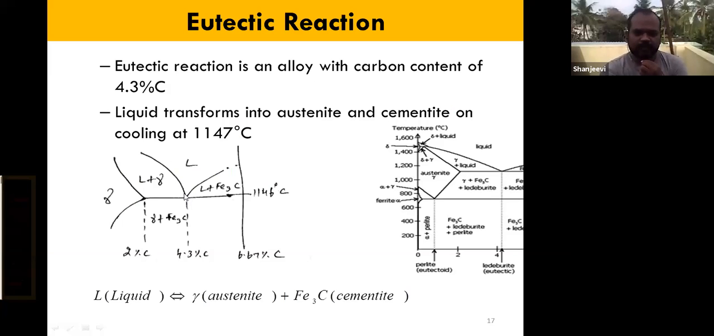So at this eutectic point, at 1146 or 1147 degrees Celsius, when the temperature is above, it will be liquid. Then when it decreases to this temperature and below, the liquid is transformed into gamma austenite plus Fe3C, meaning cementite. So that is what is mentioned here, gamma plus Fe3C.